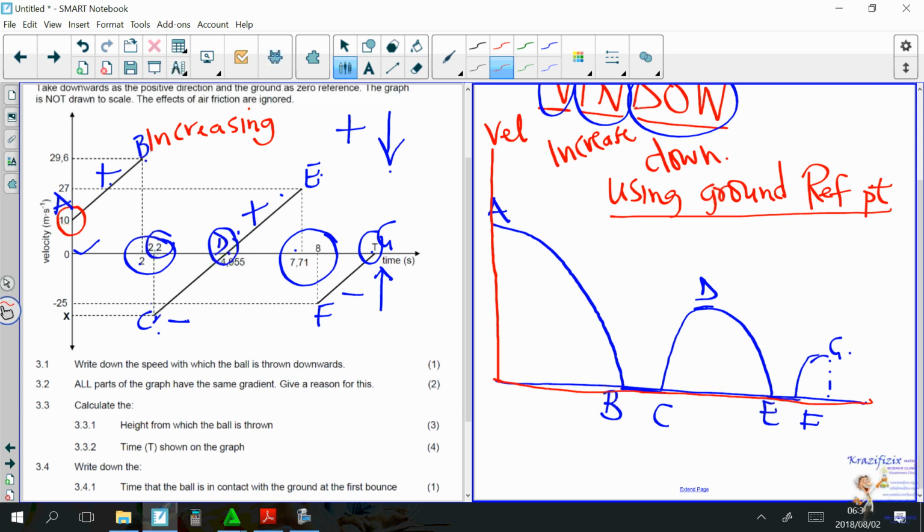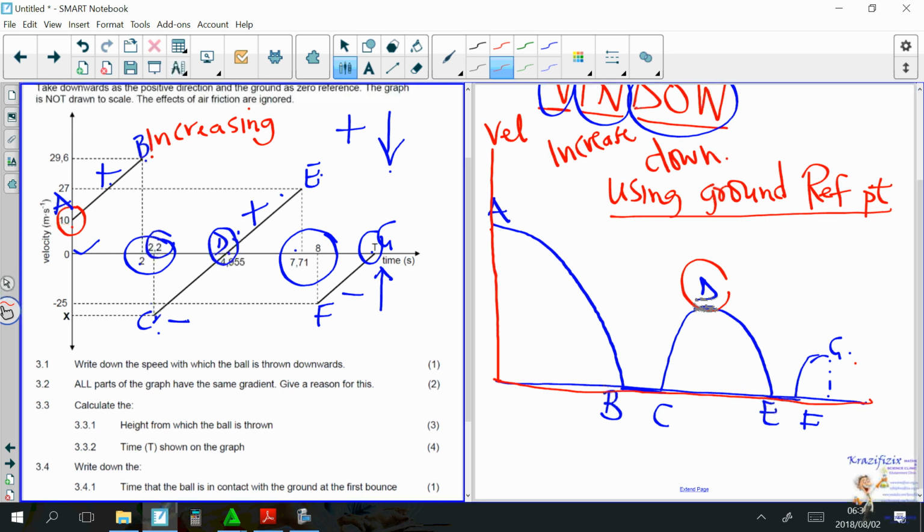Somebody's asking, why is D lower than A? Why is G lower than D? Let's answer you quickly. Look at the velocity here. From 10 to 29.6. Is that okay? Now, we don't know C. But here, look at E. E is what? 27. Automatically, this also should be 27. I'll prove it to you mathematically.